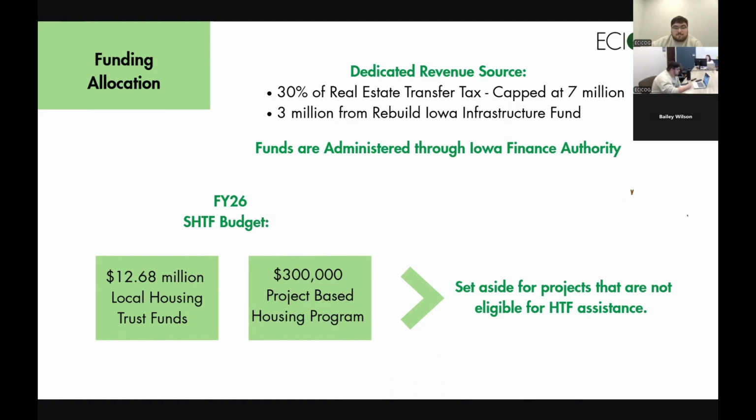Funds are administered through Iowa Finance Authority. The fiscal year 26 State Housing Trust Fund budget allotted $12.6 million to the local housing trust funds, and then $300,000 is set aside for project-based housing programs.